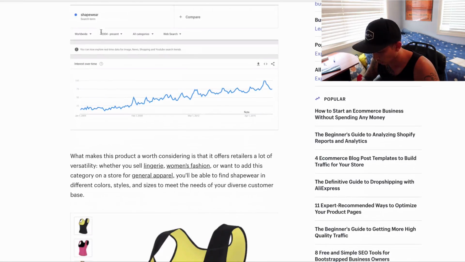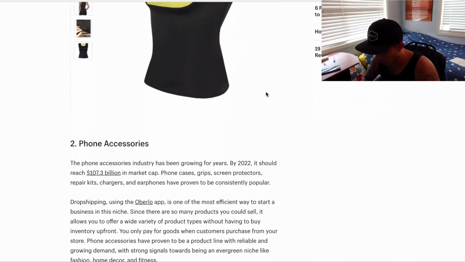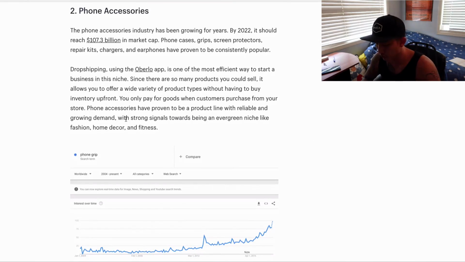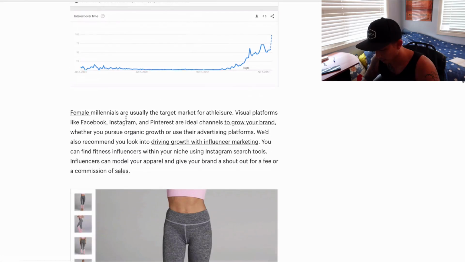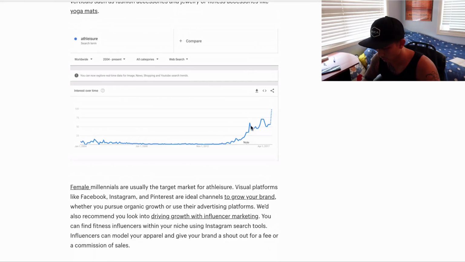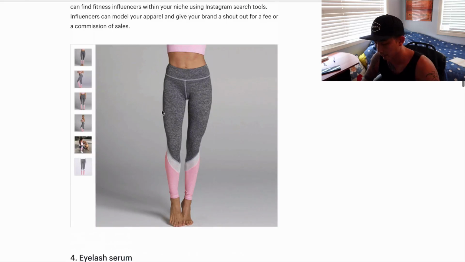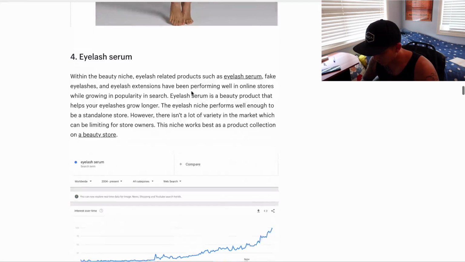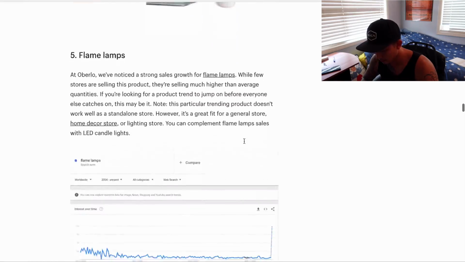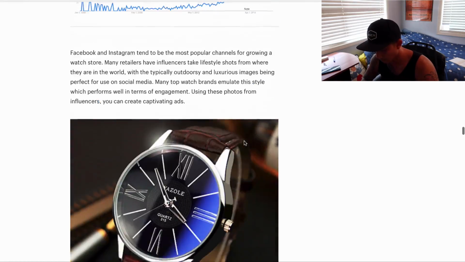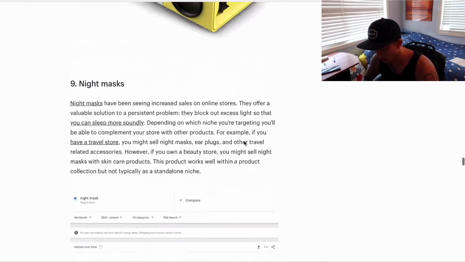You can see the trends are going up over time on Google Trends. So that's a good one. Shapewear. Phone accessories. It's a little generic. Athleisure. I don't really know what this is, but it looks like a trending or seasonal type product. Athleisure. Oh, it's okay. It's athletic type of wear. Eyelash serum. This one might be good too. Flame lamps. Minimalist watches. Backpacks. Portable LED projectors. Okay, good. Night masks.